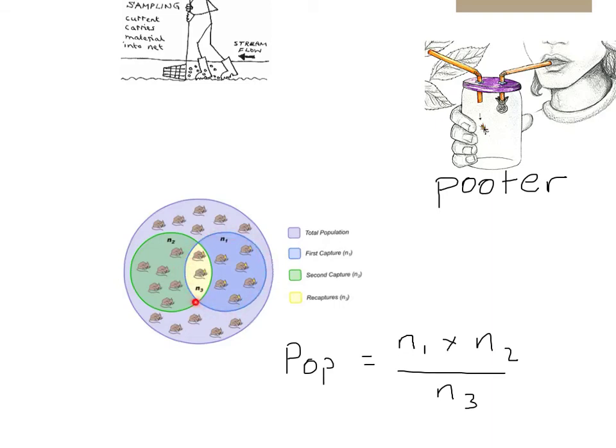But anyway, that gives us an idea of how to work out population. I don't think you need to know the details of this, although you might be given a little interpretation type question on that, but you wouldn't have to know this formula per se.